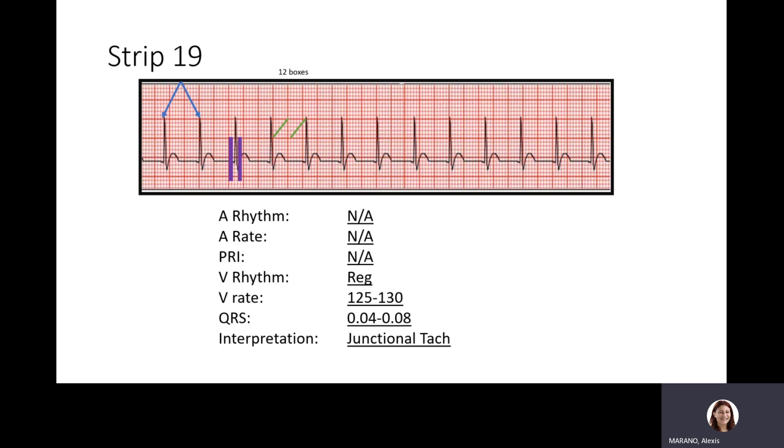So like Laura has said before, think of the intrinsic rate 40 to 60. 60 to 99 is accelerated junctional, and any 100 and greater will be considered junctional tachycardia.